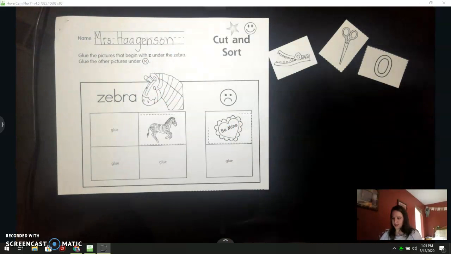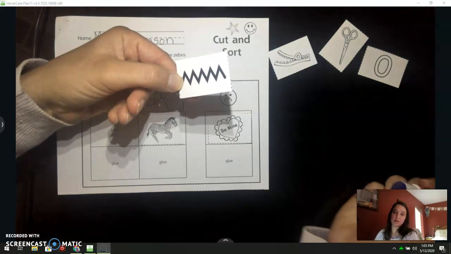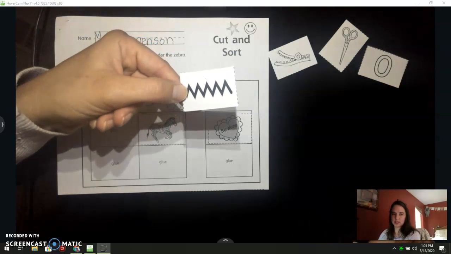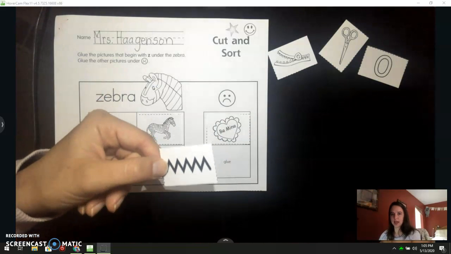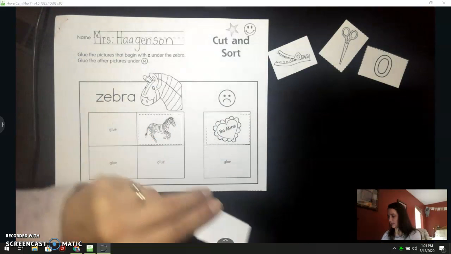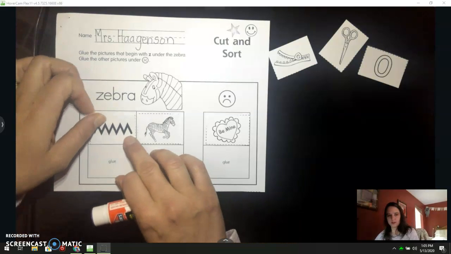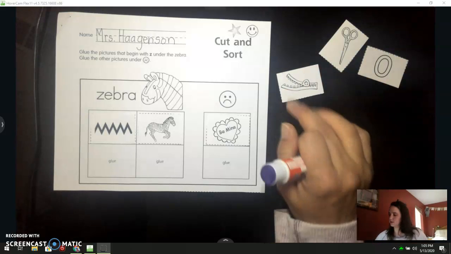Let's grab our zigzag. If we were at school together, maybe we would practice drawing zigzags. Zigzag. Does it start like zebra? Zigzag. Zebra. Yes. It starts with Z. So it gets to go over here underneath the zebra. We're sorting these by what sound they start with.